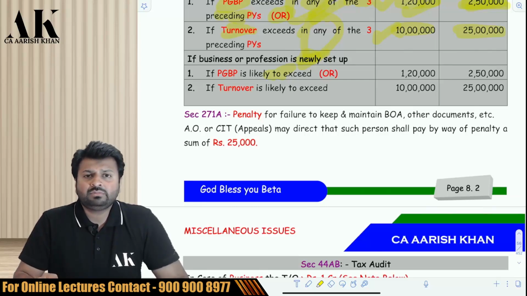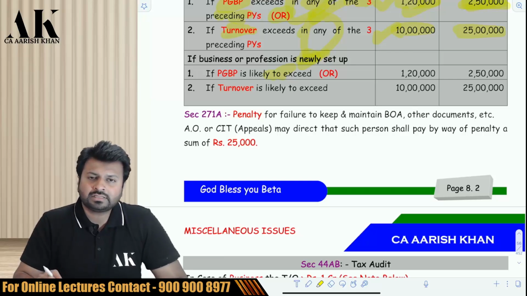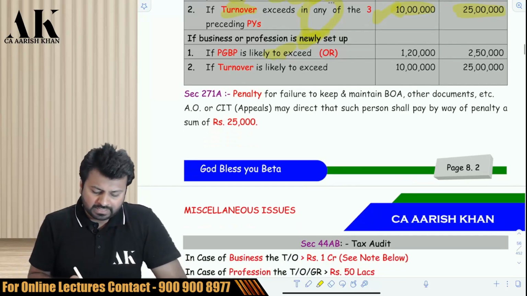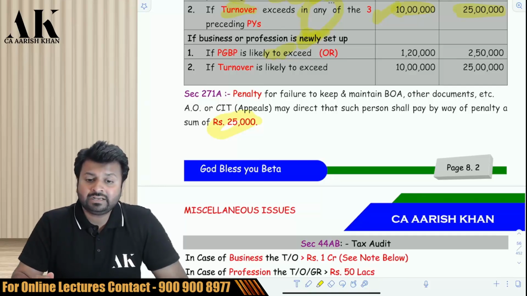What if I do not maintain the books of accounts? I am liable to maintain books of accounts, but I am not maintaining them. What will the government do? The assessing officer or CIT appeal may impose a penalty of 25,000 rupees on you. Okay, it may impose a penalty by way of a sum of 25,000 rupees on the assessee.